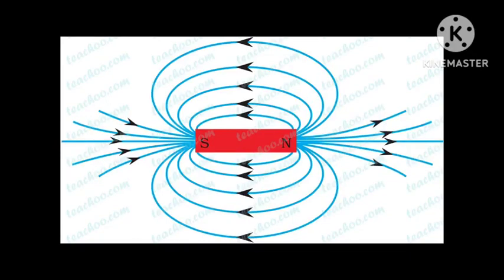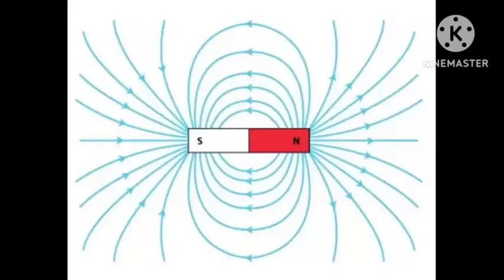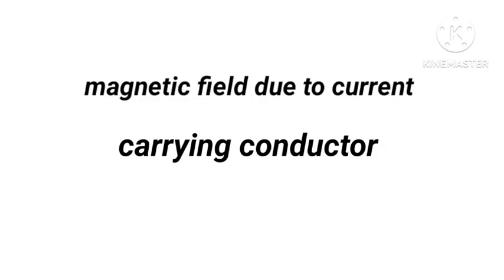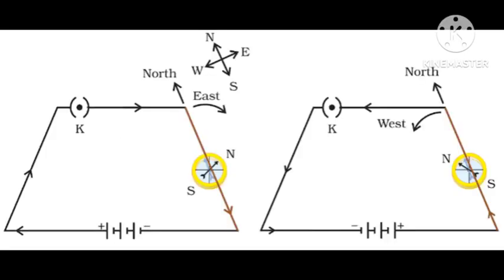The region surrounding a magnet in which the force of the magnet can be detected is said to have a magnetic field. The figure shows the field lines around the bar magnet. Next, we will see the magnetic field due to a current carrying conductor. In a straight electric circuit, a straight copper wire is placed parallel to and over a compass needle. The deflection in the needle becomes opposite when the direction of the current is reversed.